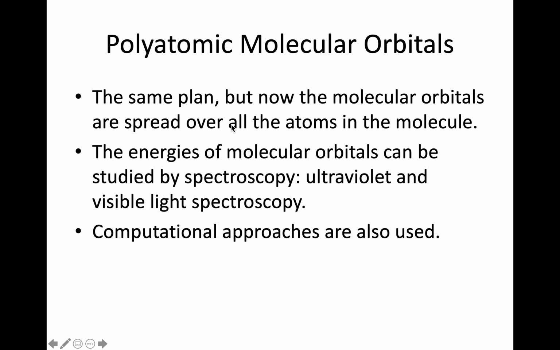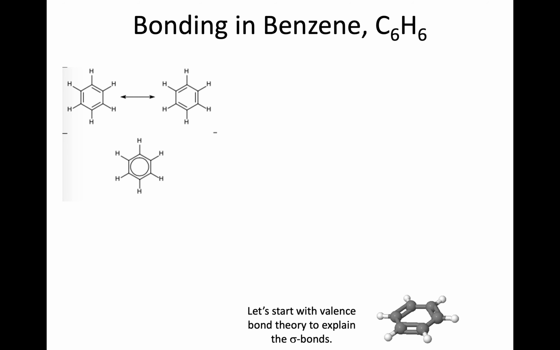What does this now mean when we extend this for polyatomics? Same plan, we're again going to have molecular orbitals that are a description for the entire molecule. We'll get information about the energetics. Maybe it's a measurement. Maybe it's a computational approach. We'll populate those, and we'll use that to seek to gain an understanding of what's going on.